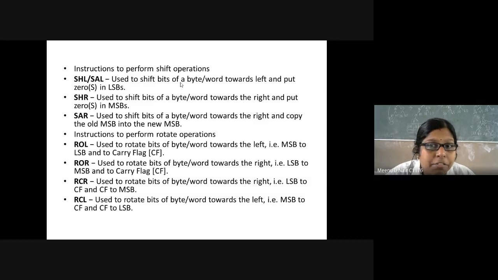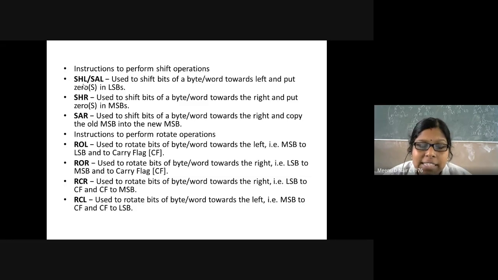Next one is shift operation. For shift and rotate, you have to study each word thoroughly, then only can you write the shift and rotate operation. So what is SHL or SAL? Shift the bits of the word towards left and put zeros in the LSB. That is the shift command. SHL means shift left. It is moving left.